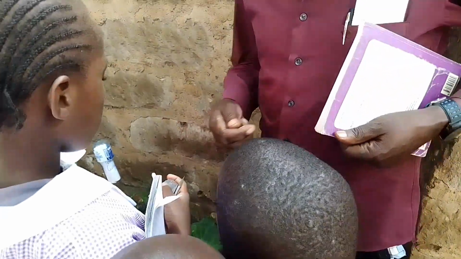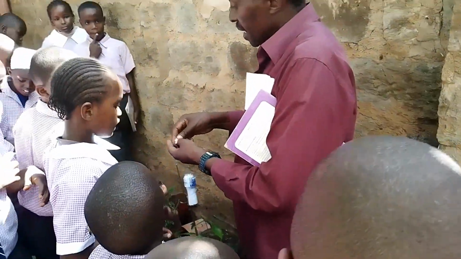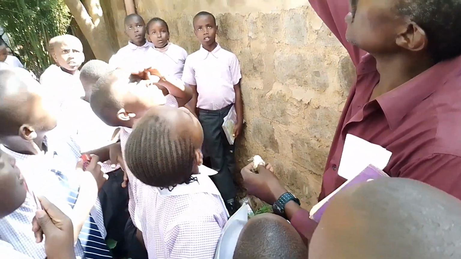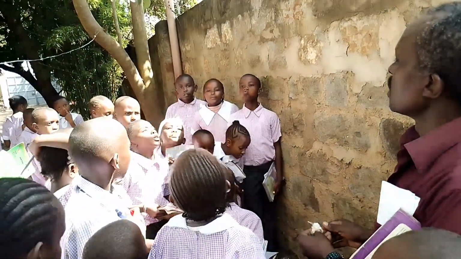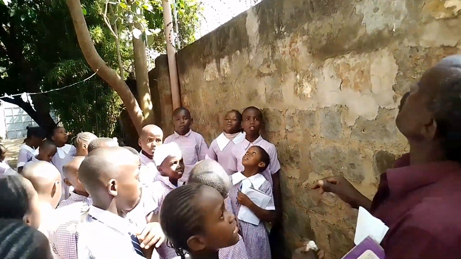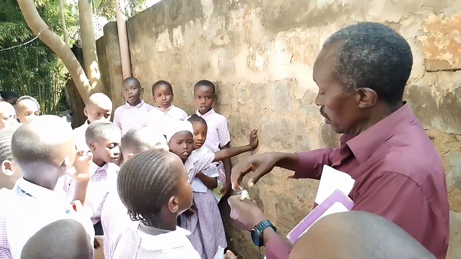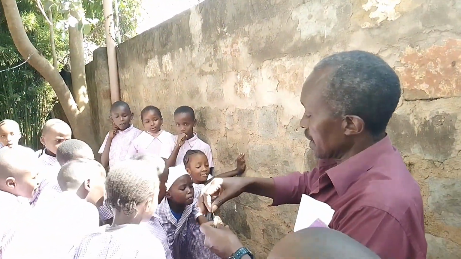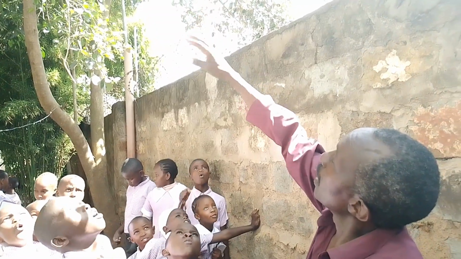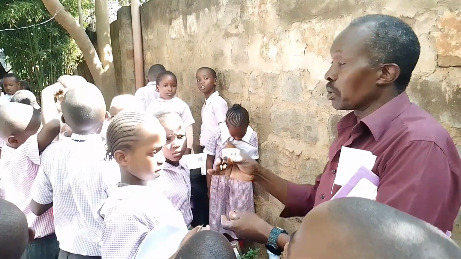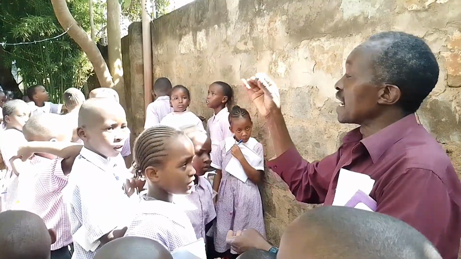Something I planted here, when we are talking about how seeds are dispersed, there's one here that is dispersed using the wind. Look at that. Can you see? All those are seeds. So where they drop, they will germinate. You see, it's like wool. Where it goes, it will drop somewhere in the soil, and it will germinate. This is an example of a plant whose seeds are dispersed by wind. Okay?